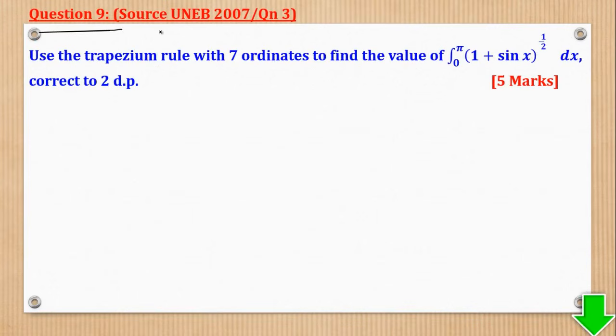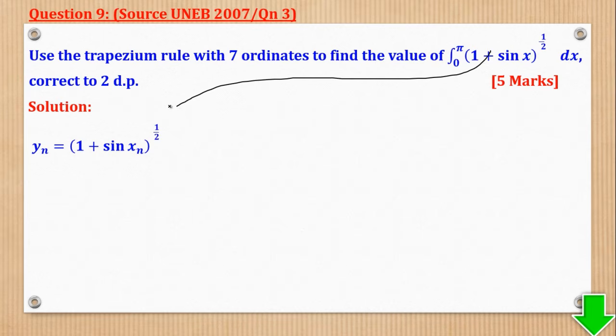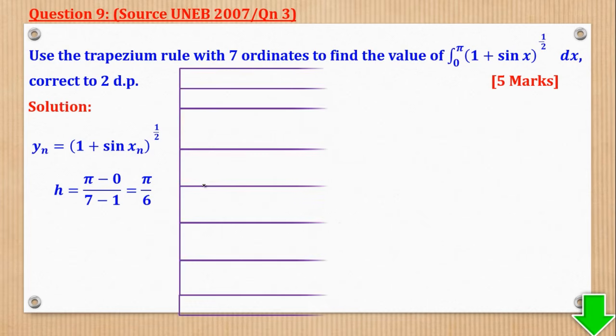Now we shall go to question 9, which came from UNEB 2007 paper 2 question 3, and says, use trapezium rule with 7 ordinates to find the value of this integral, correct to 2 decimal places. So the first thing to do is to get the value of y, which is the given function to integrate, then get the value of h, upper limit minus lower limit over number of ordinates minus 1 to come up with pi over 6. The next is to tabulate.